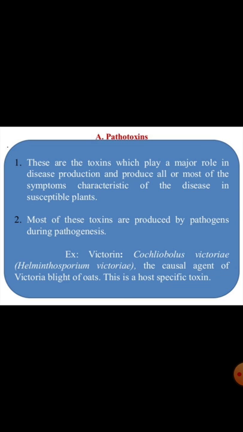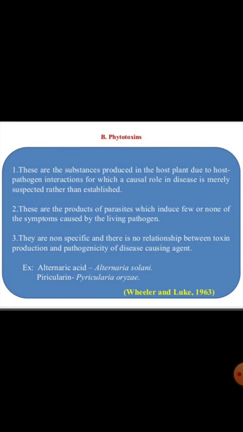Most of these toxins are produced by the pathogen during pathogenesis. So these toxins are produced after the attack of the pathogens, during the development of the disease. Examples of pathotoxins are Victorin, produced by the pathogen Cochliobolus victoriae, or Helminthosporium victoriae, the causal agent of Victoria blight of oats. This is a host specific toxin, that is, only in this particular host will the pathogen produce this toxin, Victorin.